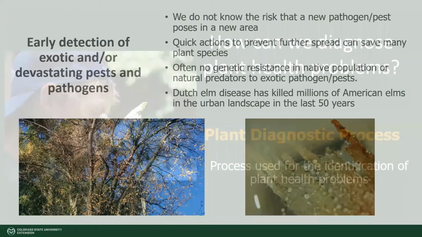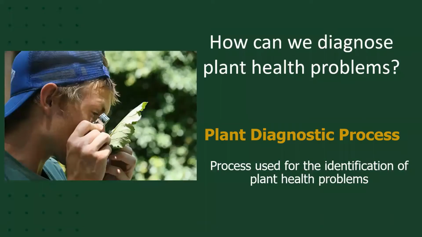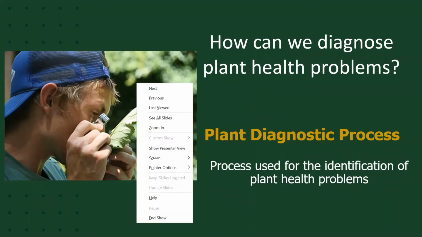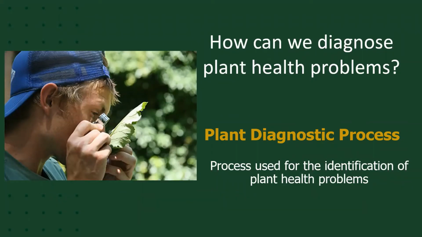So how can we diagnose plant health problems? Well, we use the plant diagnostic process. This is a process that is used for the identification of plant health problems. So we're going to use several tools. We're going to use plant sciences, specifically plant pathology and entomology. And you already have a module on entomology, so we're not going to cover that today. But we're also going to use detective skills. So it's going to be kind of like CSI for plants, because we want to figure out what's wrong with my plant. And for the remainder of the video, we're going to talk about this plant diagnostic process, and I'm going to show you a systematic way of how you can do it.